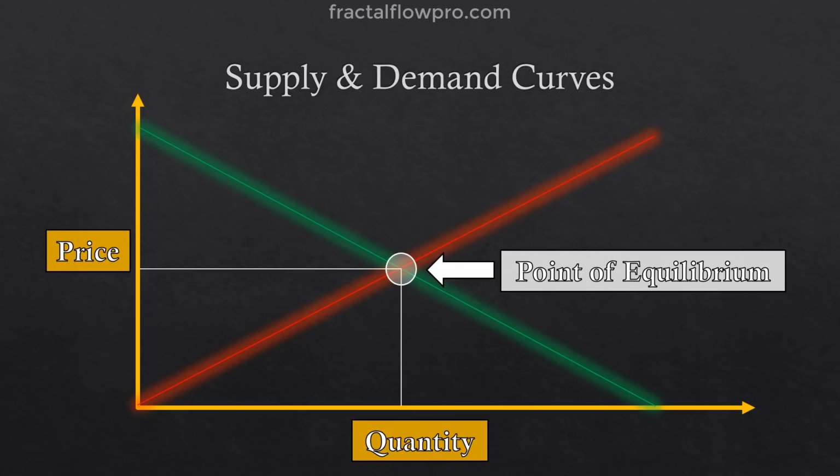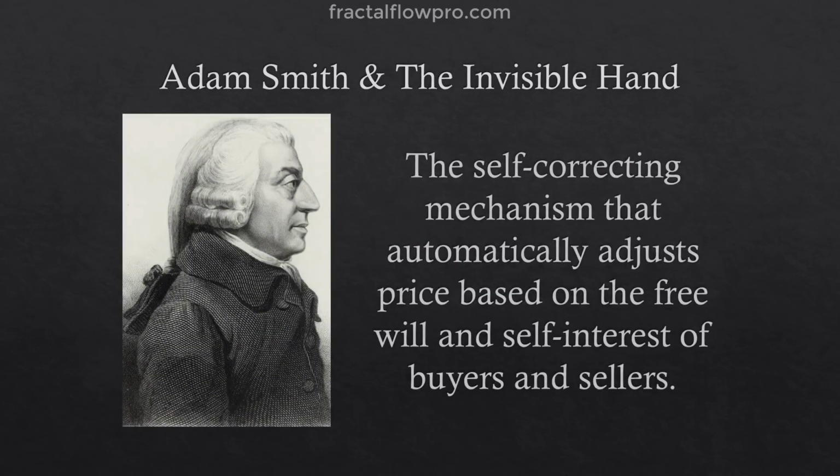Another very important notion is that any market will always seek the equilibrium naturally. This is what Adam Smith called the invisible hand of the market. In other words, any market has a self-correcting mechanism that automatically adjusts the price of whatever is being traded according to the free will and self-interest of buyers and sellers. This is of course a reflection of human nature and not a consequence of some arbitrary rule. When you let people trade freely according to their self-interest, a market economy and the law of supply and demand emerge naturally.